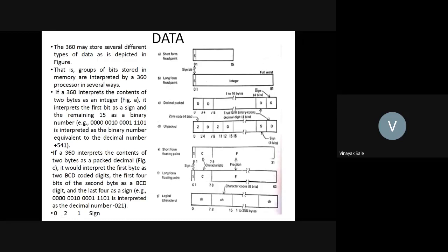So it interprets first bit as a sign bit, and remaining 15 bits, that is binary digits, as shown like this. We can store this data. So remaining 15 bits, first bit is a sign bit, and remaining bits for storing data like this.